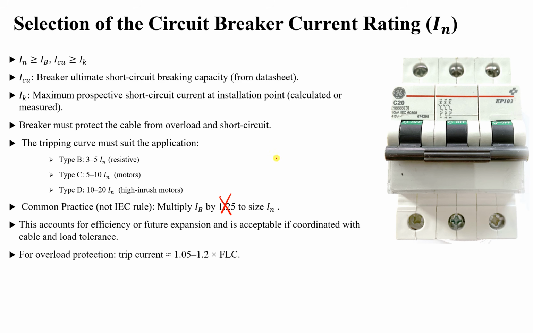Now we need it for motors. This is for motors. When we have an overload protection, it will be selected between 1.05 to 1.2 multiplied by the full load current. This is the range that we select it.